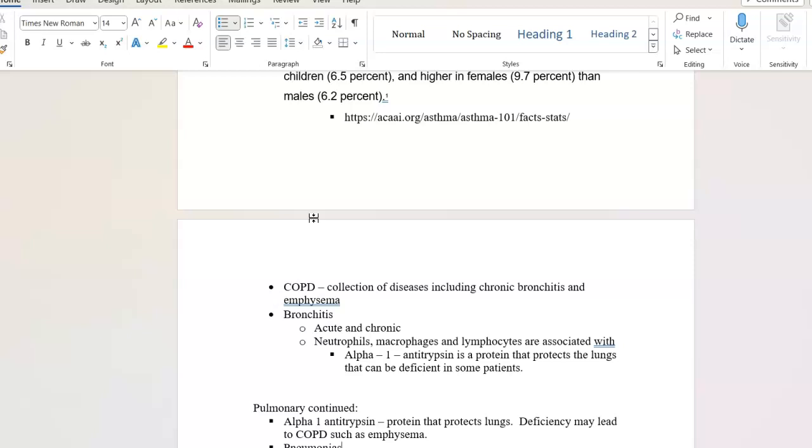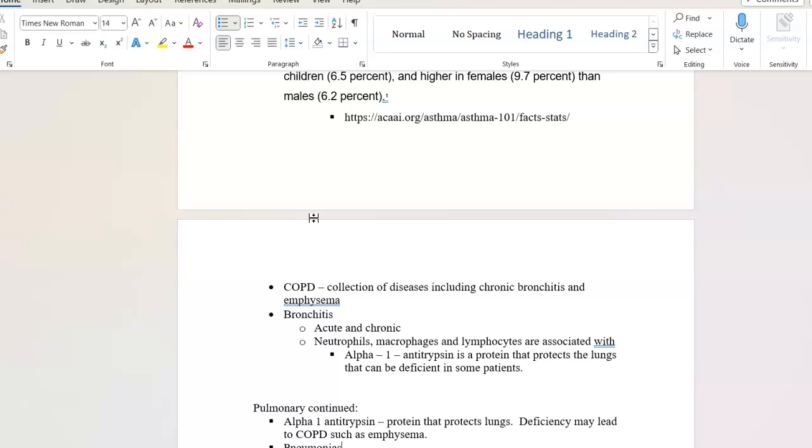So with bronchitis, especially chronic, you get more of a neutrophil, macrophage, and lymphocyte infiltration into that region. So definitely know those cells.